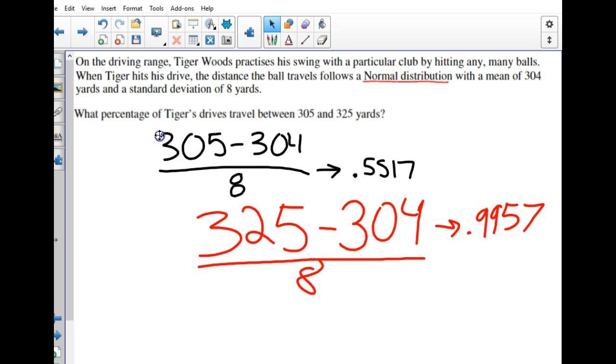Z-scores. And an interpretation of a Z-score is the exact standard deviations above or below the mean. So we have that in black and red. And now Emma's going to tell us what to do next.